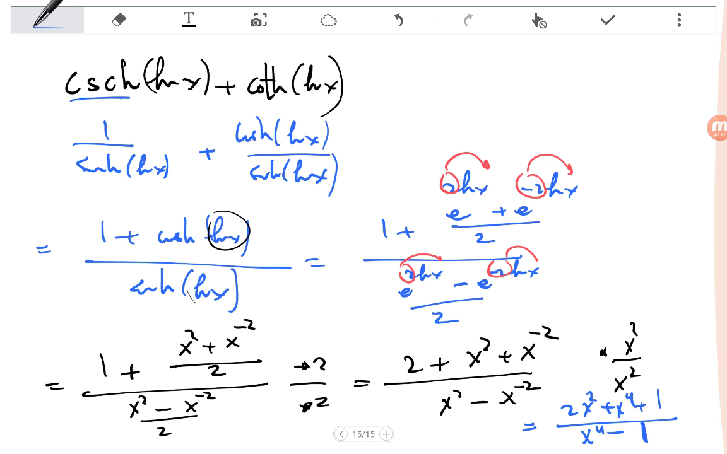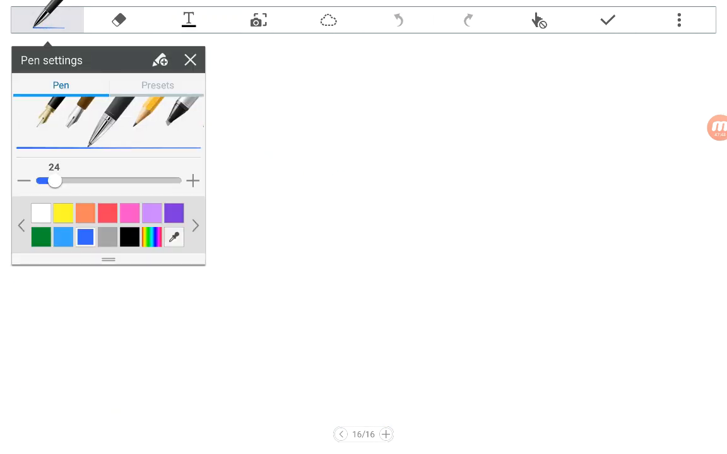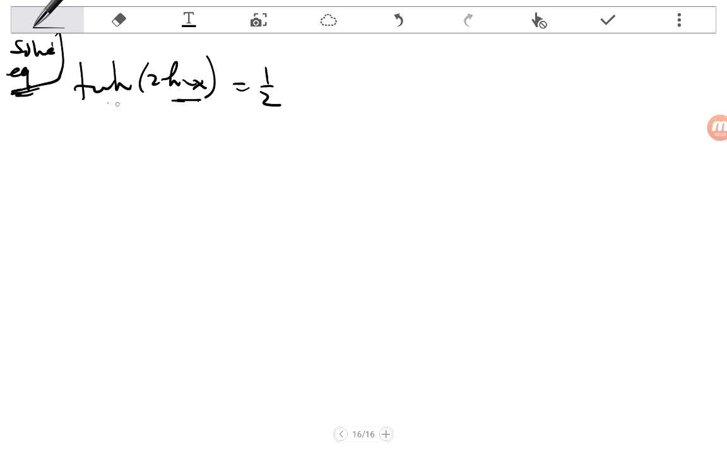Okay. Also, based on these simplifications, we may ask you to solve a question like this. If I have tanh of 2 ln x equal to what, and I tell you to solve this equation. What is meant by solving an equation? To find x that satisfies this equation. Now I have a ln inside the tanh.